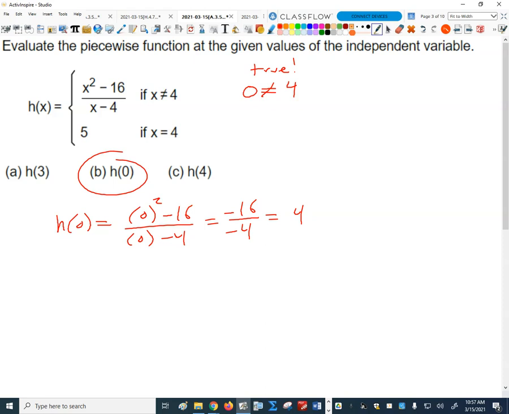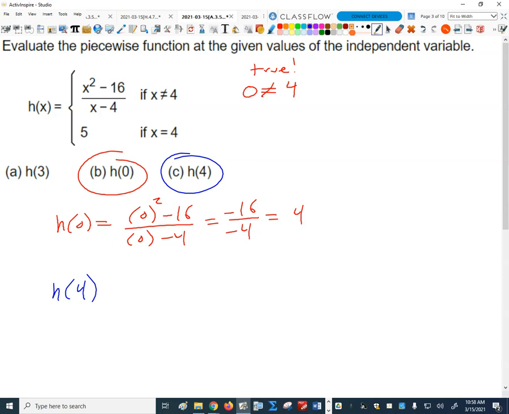Okay, how about part C? Top or bottom? Good, it's bottom.